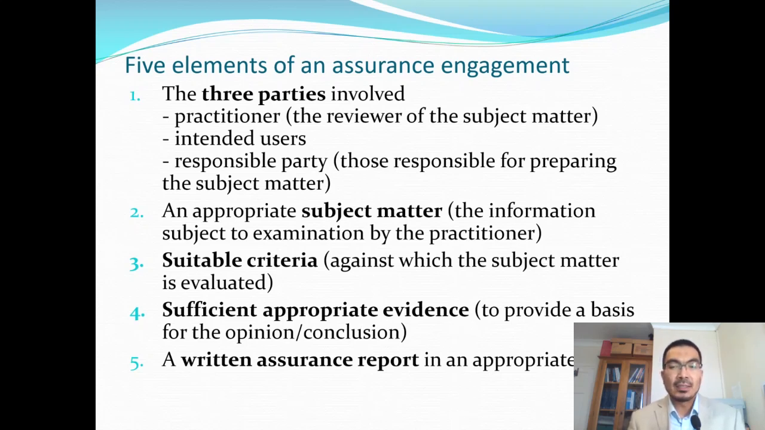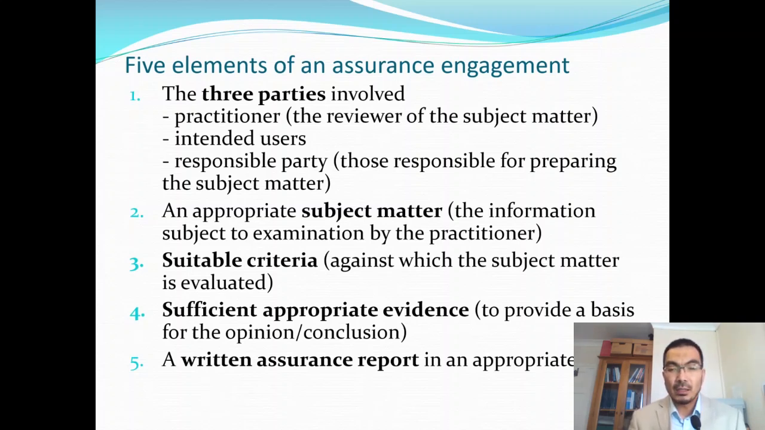The second one is the subject matter. This is the data to be evaluated that has been prepared by the responsible party. Who are the responsible party again? The directors, who are responsible to publish their financial statements. So subject matter is the data to be evaluated that has been prepared by the responsible party.